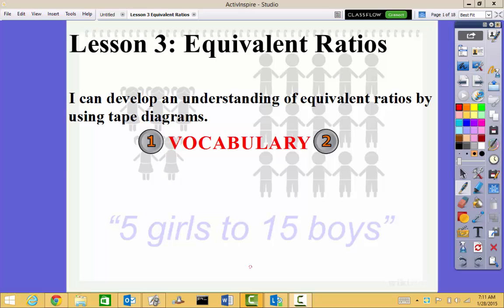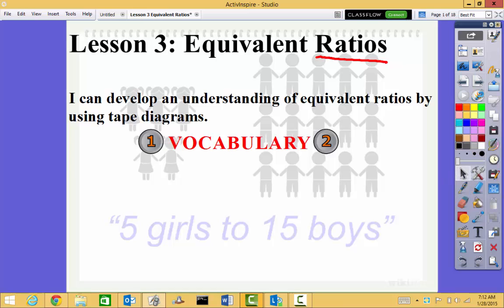So today we're going to be continuing equivalent ratios. So we're working again on ratios. And today our I can statement is, I can develop an understanding of equivalent ratios by using tape diagrams. Your lesson is going to be on the active board in a video format where you're going to be answering questions for Socrative, just since I didn't know who the substitute was.